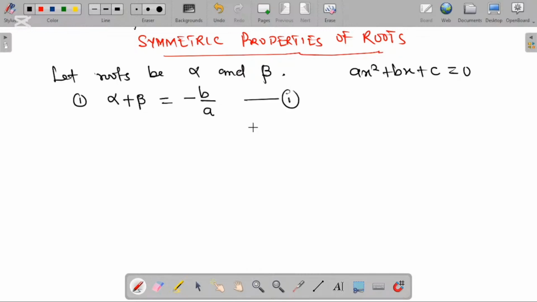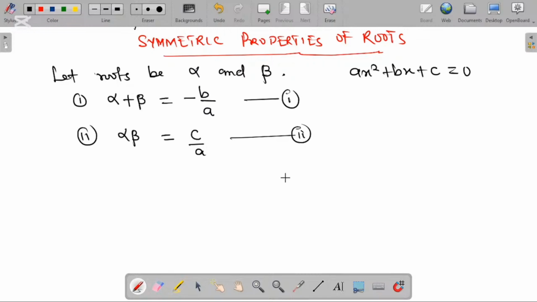And I'm going to show you how all of these were gotten. And then the second one is that if you multiply the two roots, it is going to be equal to c, which is a constant, all over a. So these are the two first and most important relationships that we saw between the roots of a given quadratic equation.